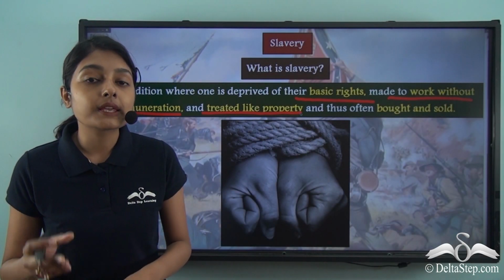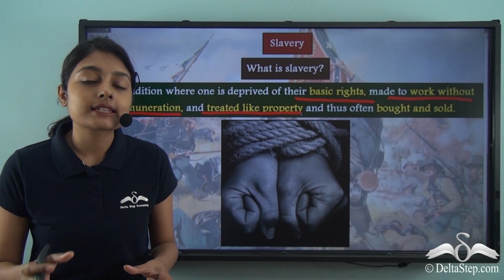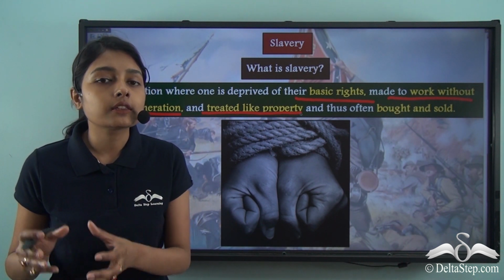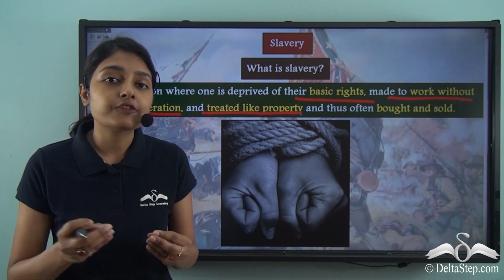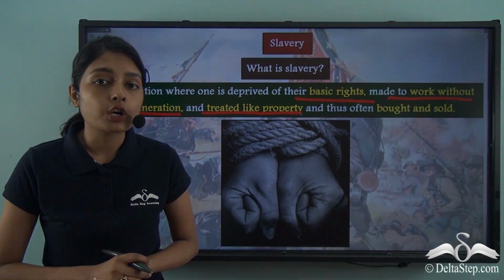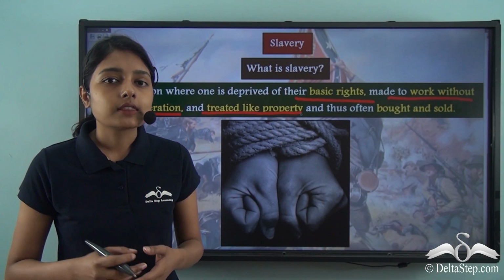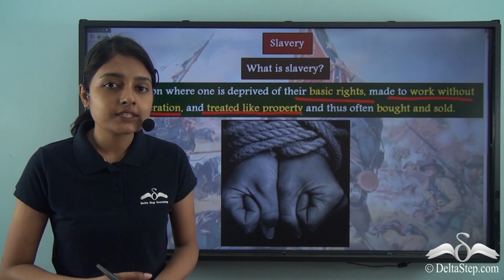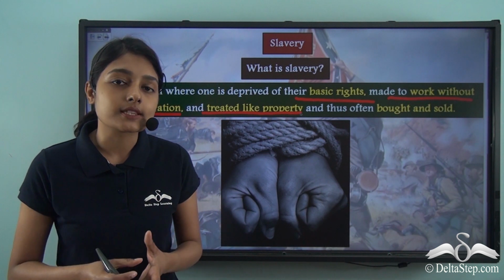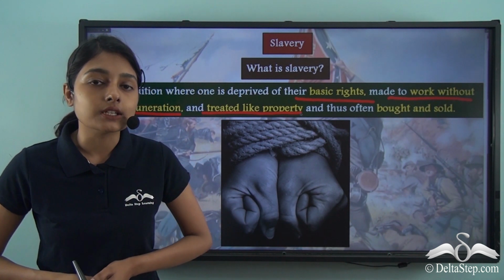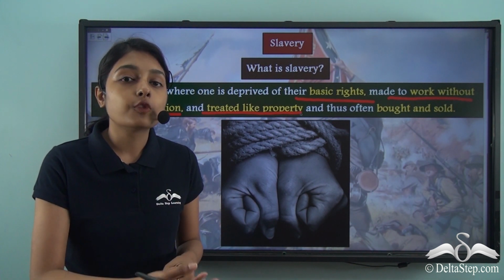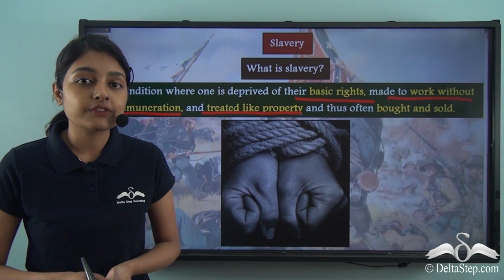They are not given the basic human rights, as in the various civil liberties. They do not get to enjoy the natural rights that every individual is supposed to enjoy only by virtue of being born. They are deprived of those rights. They do not have freedom, they do not have independence, and they are compelled to work without any wages, without any kind of appreciation. This practice of owning slaves and making them work for oneself is called slavery.